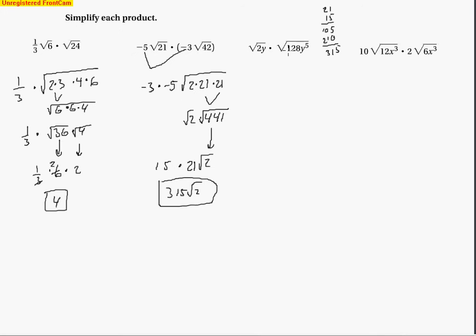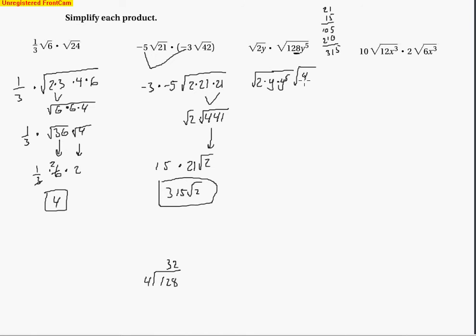I do the same sort of thing. 128 has a pretty good sized number, but I see that 4 goes into 128. So I'm going to do 4 into 128. Well, 4 goes into 12 3 times. It goes into 8 2 times, so 32. So now I've got 2y underneath the radical sign, and I'm going to bring this other y to the 5th next to it, and I'll combine those together in just a moment.